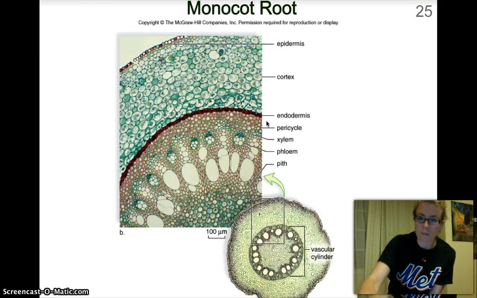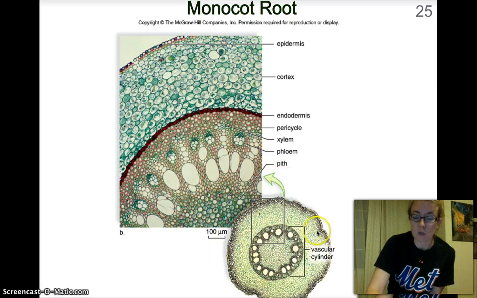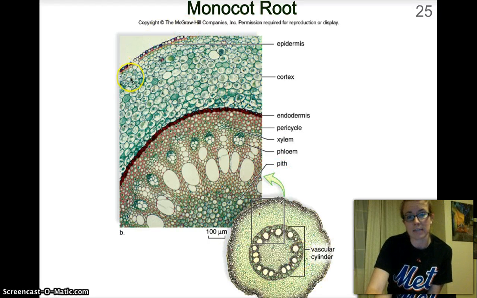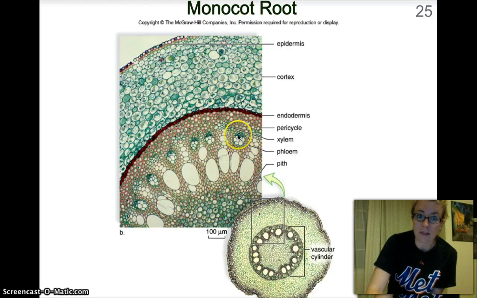And what we see differently is that it's structured very differently. We have the epidermis outside and then the cortex, and then the endodermis, and then that's where it switches. Then we still have the pericycle right here, so it can grow outwards if it needs to. But then we see the xylem is right here, and the phloem's right here. So basically they're arranged in rings, and they're connected. They're arranged in bundles.